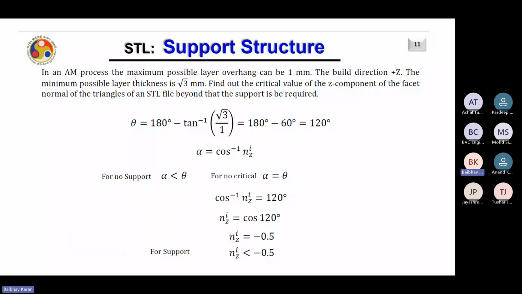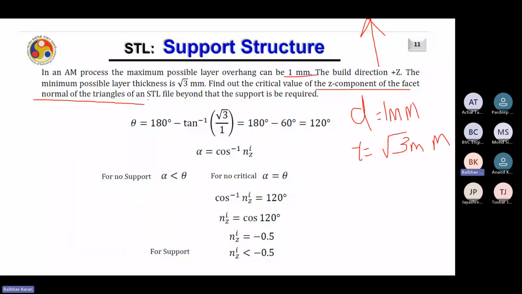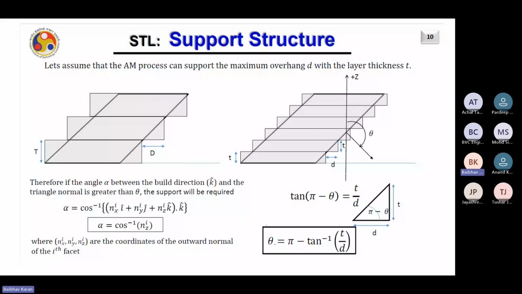In an AM process, the possible overhang is given as 1 mm. So D is given as 1 mm, right? And the build direction is the Z direction. The minimum possible layer thickness, which is T, is given as root 3 mm. Find out the critical value of the Z component of the facet normal to the triangles beyond which the support is required. That means we have to find the critical value of angle beyond which support structure will be necessary.